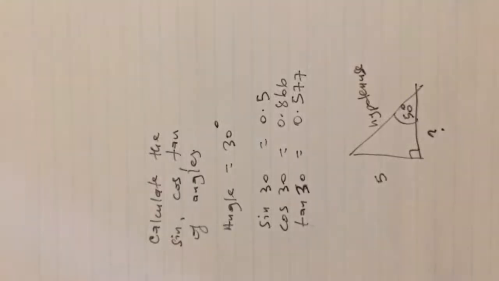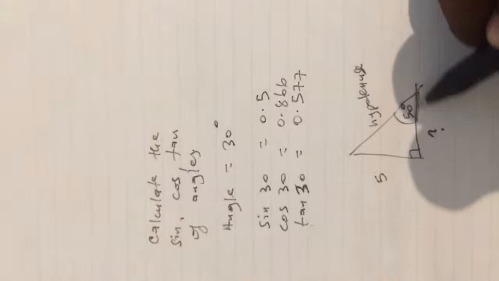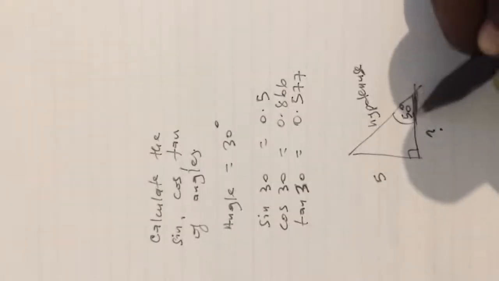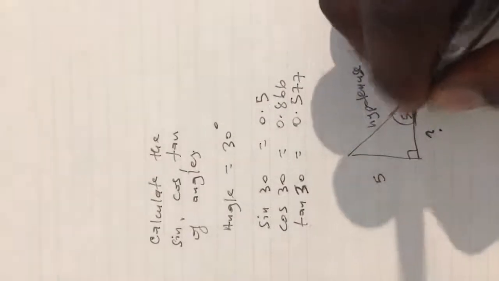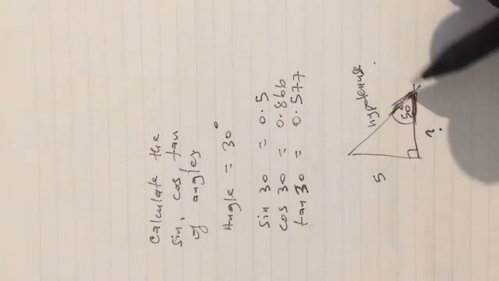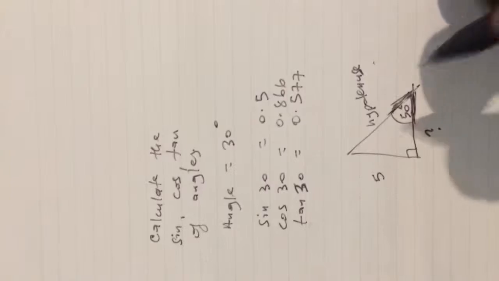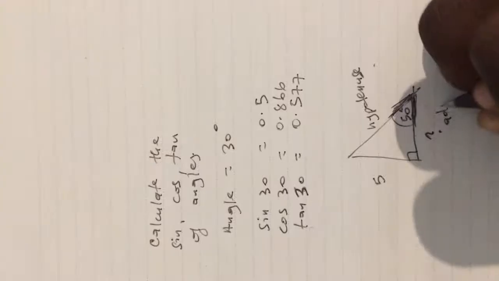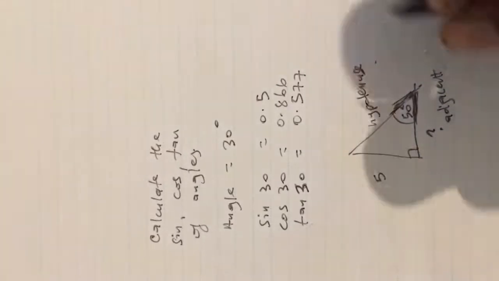Now we want to find which side is opposite and which side is adjacent. We know the adjacent side helps to form the angle. These are the two lines that form the angle. But since up here is the hypotenuse, then down here has to be the adjacent. So this is the adjacent side.